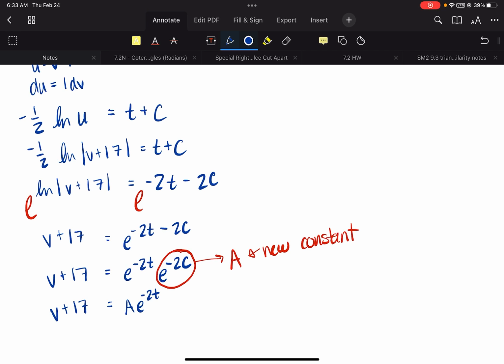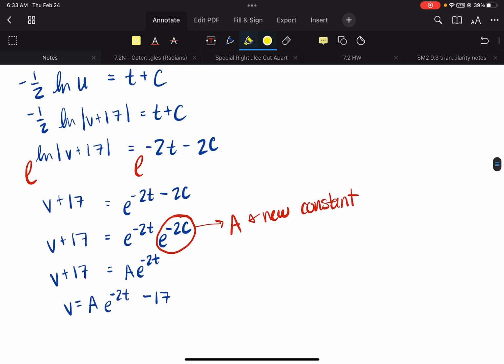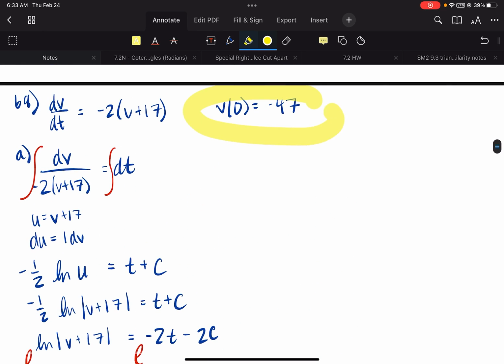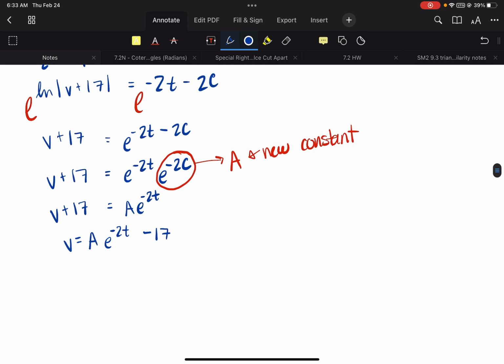Now I'm going to solve for v. So v is equal to a e to the -2t minus 17. This looks great, but now I need to solve for a. Remember, a is still a constant, like solving for the c. We've got to use the initial value it gives us: v of 0 is equal to -47.